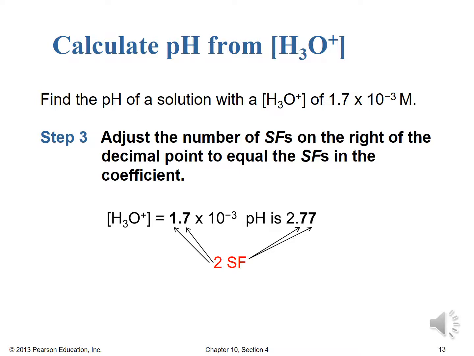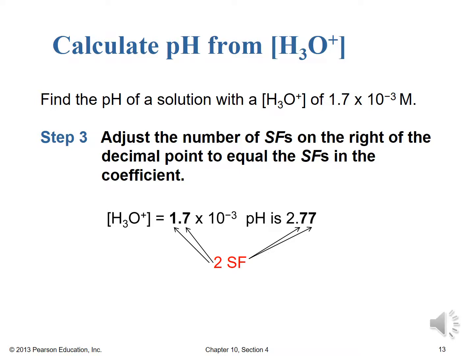So step 3, we're going to look for the number of sig figs in the coefficient, and in this case we had 2, right? It was 1.7 times 10 to the minus 3, so we know we're going to have 2 decimal places. Based on that calculator display value of 2.7695 and so on from the previous slide, we would round to 2.77 for our pH. So 2 decimal places based on our 2 sig figs. So the pH in this case is 2.77.